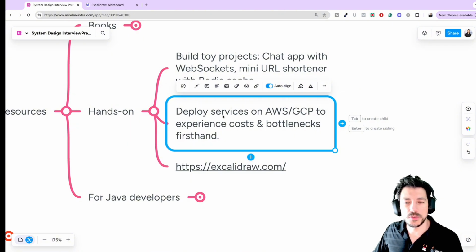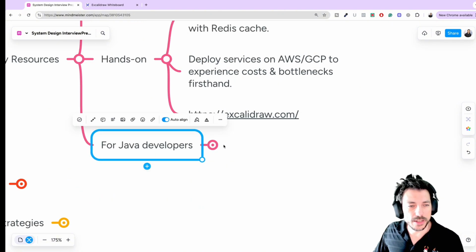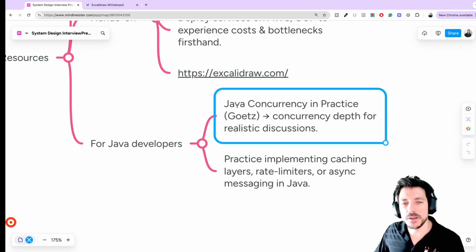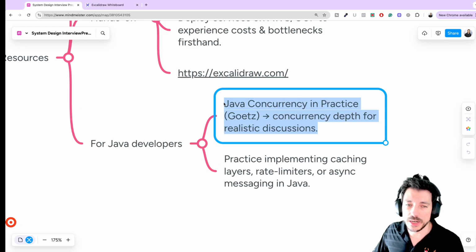And it's important also that you do some hands-on practicing with AWS or GCP, right? And for Java developers, it's important to read this book, Java Concurrency in Practice from Brian Goetz. In this book, he goes in depth into some concurrency situations. And yeah, I highly recommend this book. This book is also excellent.